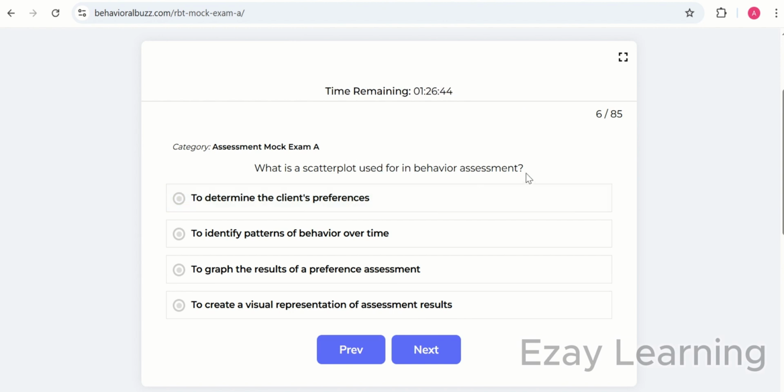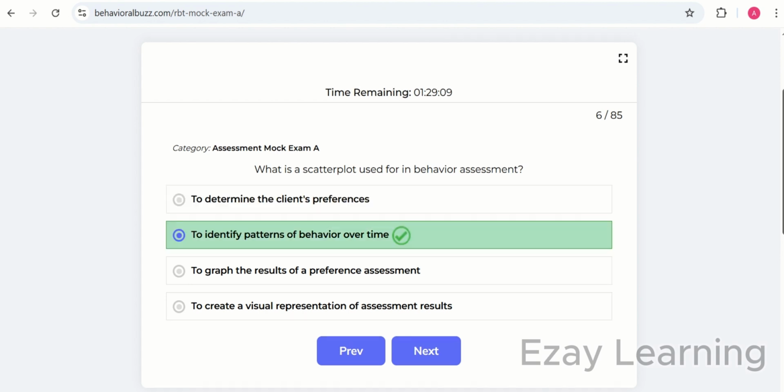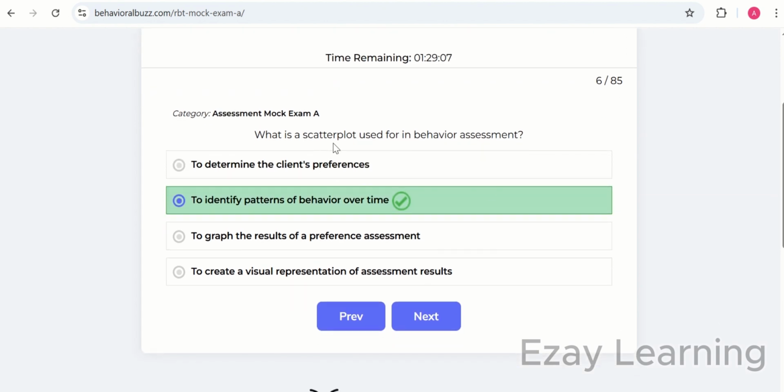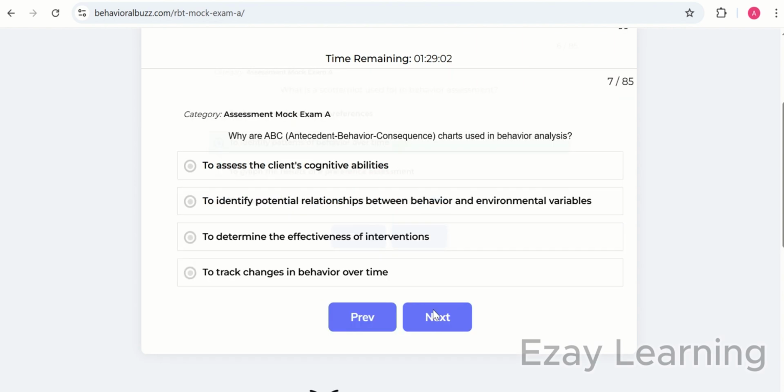What is a scatter plot used for in behavior assessment? We mainly use three types of graphs: line graph, bar graph, and scatter plot. The answer is that a scatter plot is used to identify patterns of behavior over time.